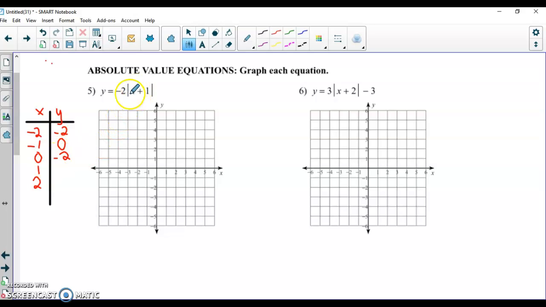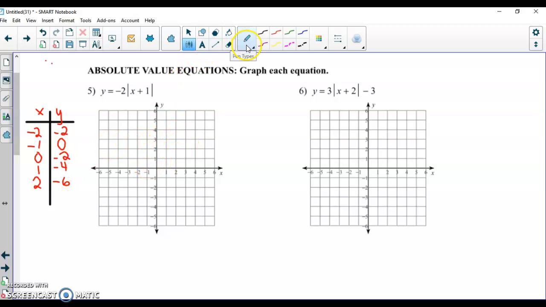When I put a 1 in here, 1 plus 1 is 2. The absolute value of 2 is 2. 2 times negative 2 is negative 4. And when I put a 2 in, 2 plus 1 is 3. The absolute value of 3 is 3. 3 times negative 2 is negative 6. All right, so let's see what we have here.